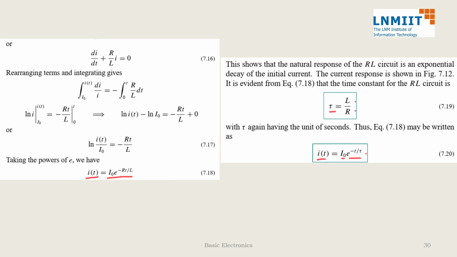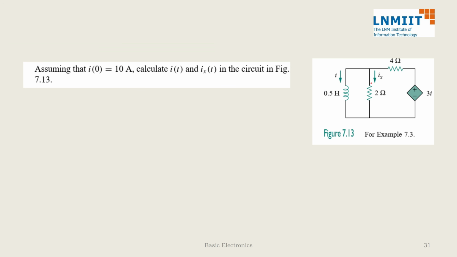This is our characteristic equation for any first order circuit. Always we will get like this whenever there is no source. The only difference is for capacitor, the tau was R into C. For inductor, it is L by R. So once I got this equation, then we can get any other parameter also. Now let us take one example.